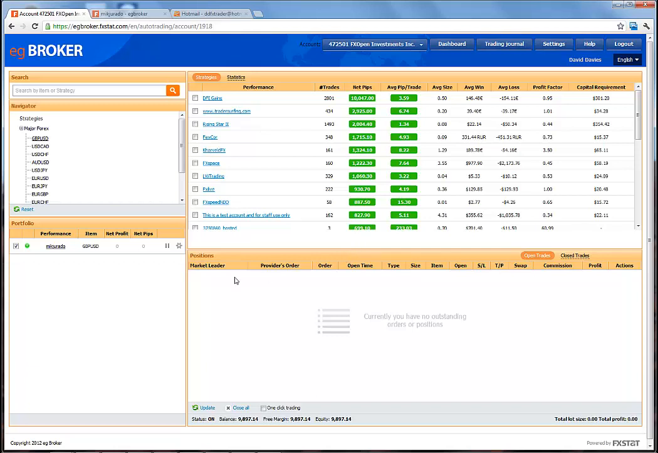And finally, we see that the signal here is green, which lets us know that this signal provider is currently connected.